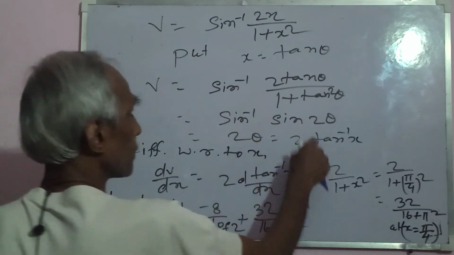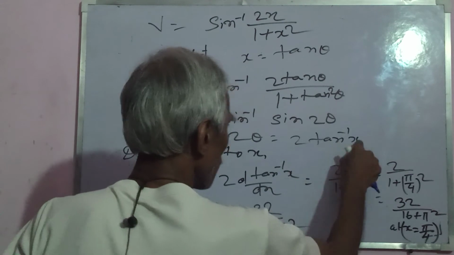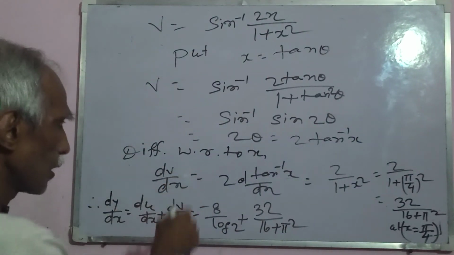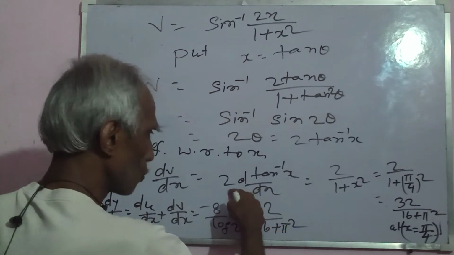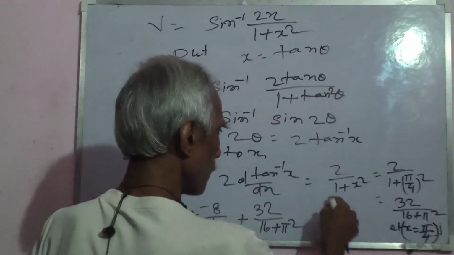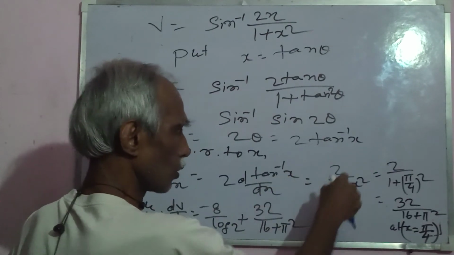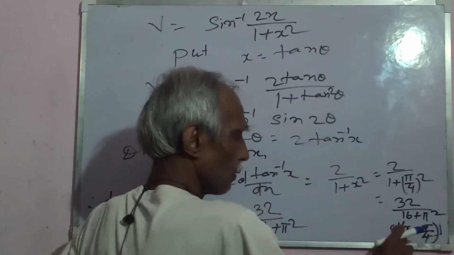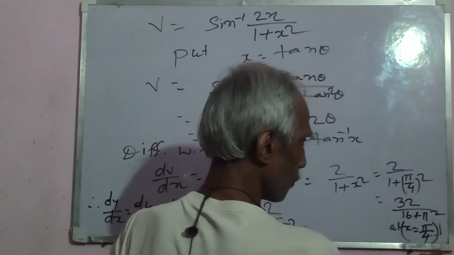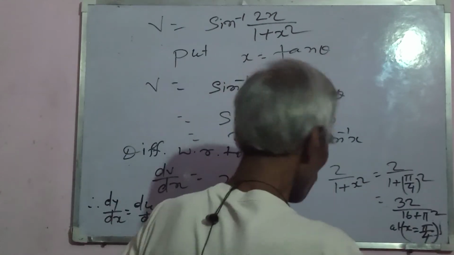Now putting the value of theta, theta is equal to tan inverse x, it will be 2 tan inverse x. Now on differentiating with respect to x, we will get dv by dx is equal to 2 d(tan inverse x) by dx, which is 2 by 1 plus x square, because the differentiation of tan inverse x is equal to 1 by 1 plus x square. Now the value of x is given to you as pi by 4, so put x as pi by 4 and you will get this.